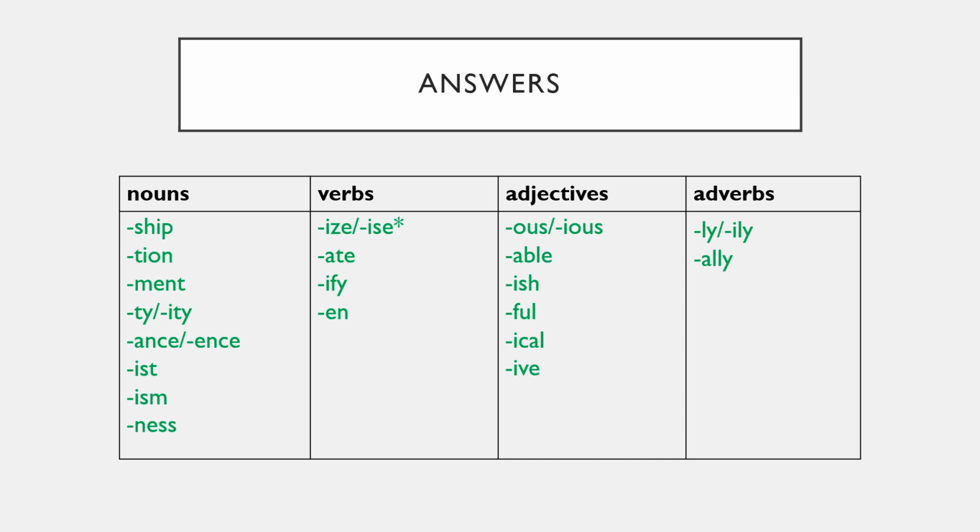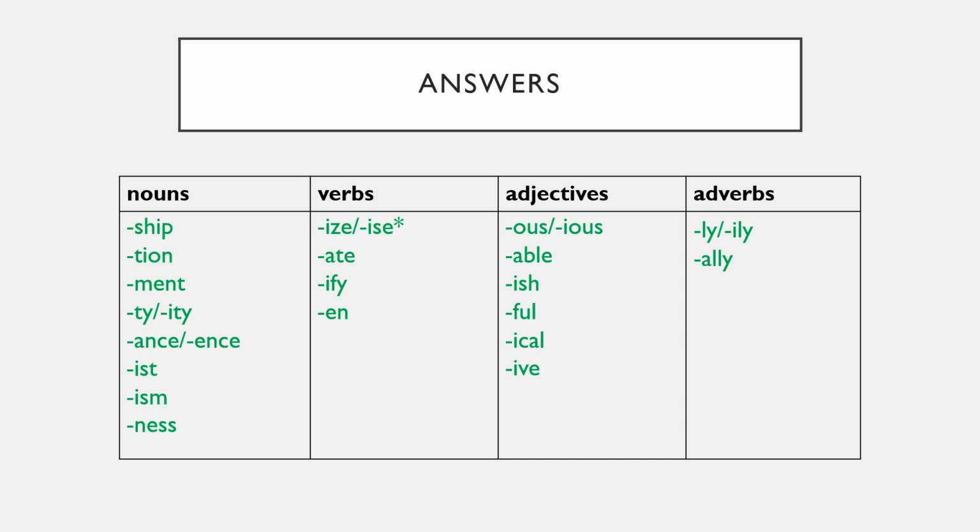We'll look at the suffixes that usually denote nouns, first of all. I'll give you an example word for each one. So we have ship, for example, relationship. Shun, for example, expectation. Ment, for example, government. Ty or ity, for example, curiosity. Ance or ence, for example, absence. Ist, for example, specialist. Ism, for example, racism. And ness, for example, darkness.